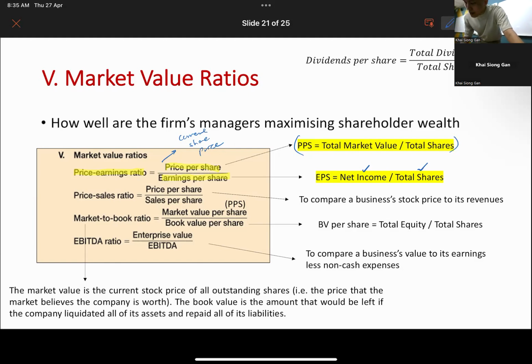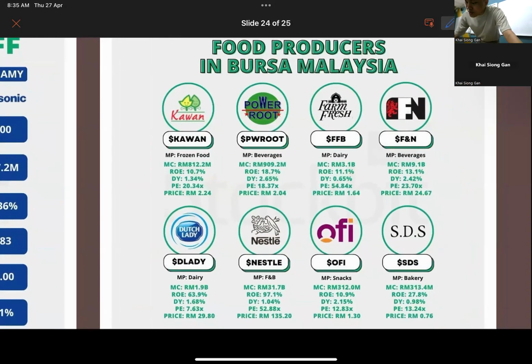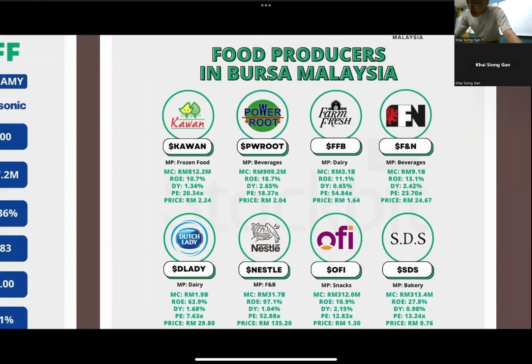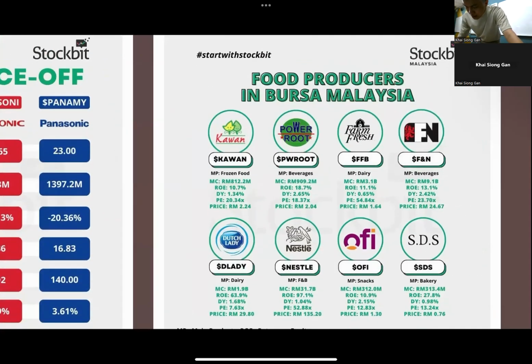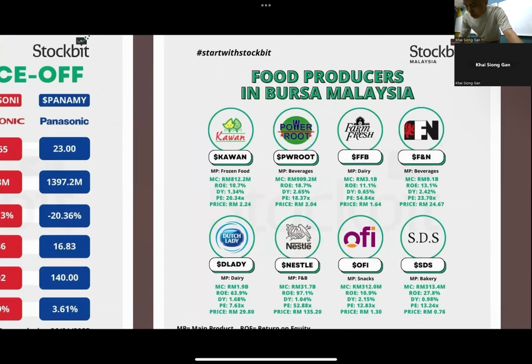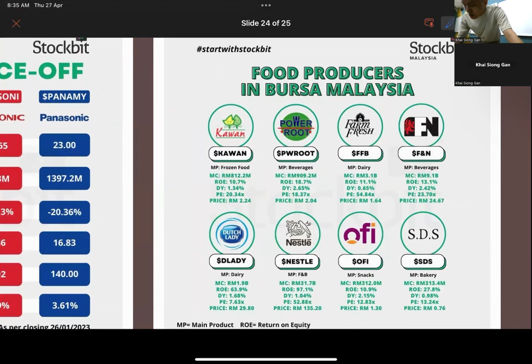For example, let's have a look at this example here on the right-hand side. Let's look into some food producers in Bursa Malaysia. First of all, we are looking at all the food producers here. Overall, their P/E ratio is around 20, plus or minus. But there are some outliers.